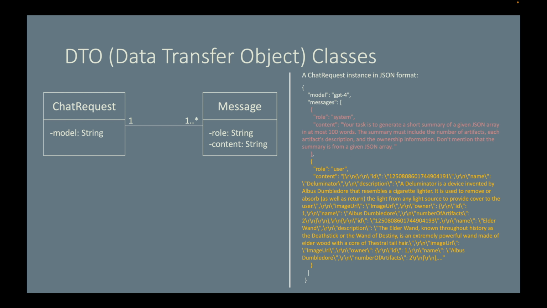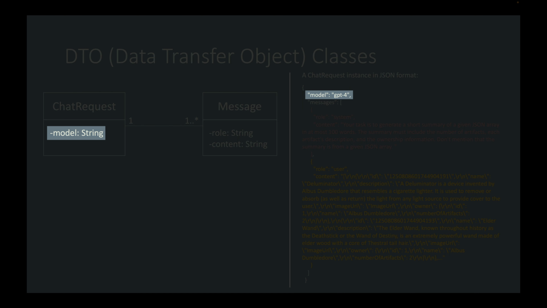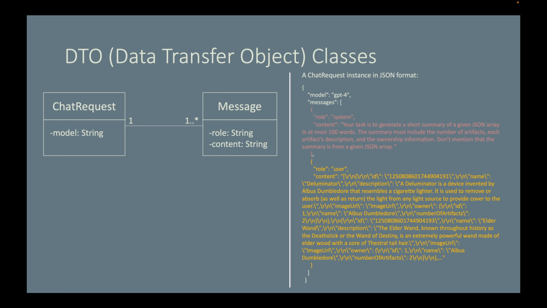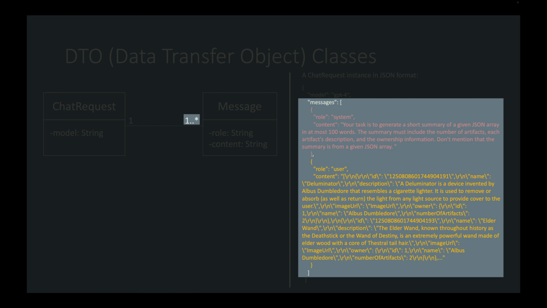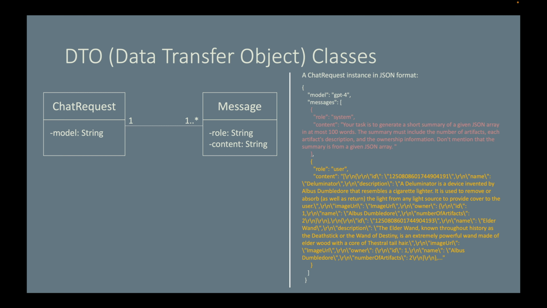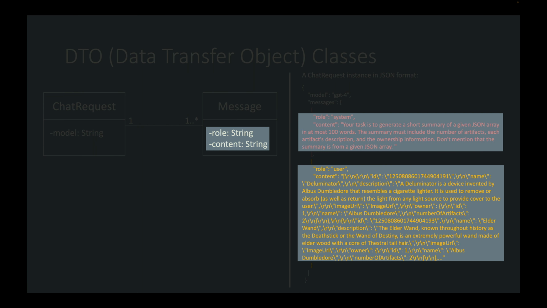On the right side of the slide, you can see an example request in JSON format. A chat request class has a field called model, which corresponds to the first element in the JSON object. This class may also contain one or more messages. A message class has a role field and a content field, which corresponds to the role and content in this JSON object. So this is how we represent a request in Spring Boot.